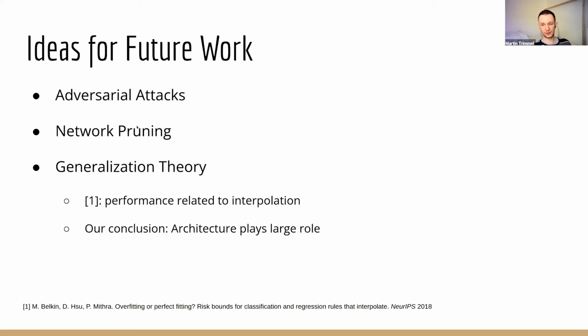Another thing that we've thought about is regarding network pruning. Our experiment showed that when we remove the structure from a network, this causes a significant drop in the test accuracy while keeping the training accuracy unchanged.